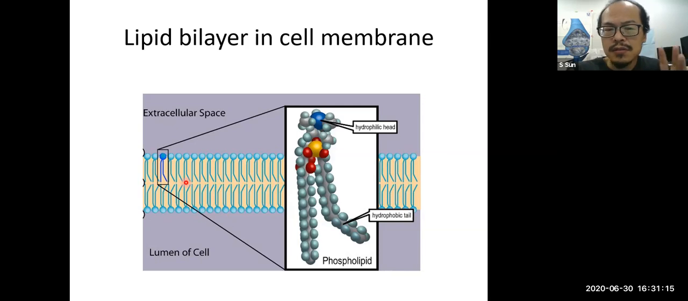The major component in it is the phospholipid. We talked about the phospholipid already. It's a lipid, and it has two fatty acids. And these fatty acids could be straight, like this one here, which is a saturated fatty acid. It could be kinked, like this one here. It's unsaturated.